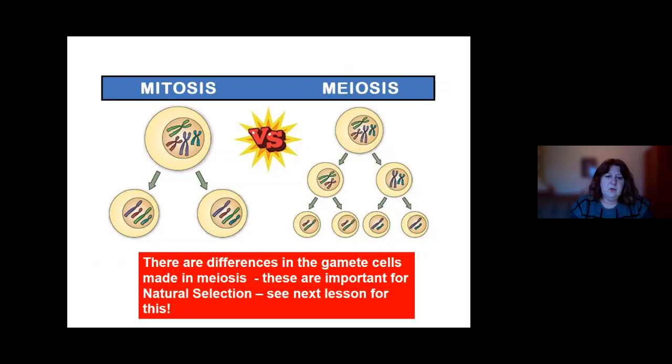And that's a really important thing to remember, because next week you'll be covering natural selection and evolution, and that fact is pretty important for that. Okay, so the gamete cells produced in meiosis give rise to what we call variation.